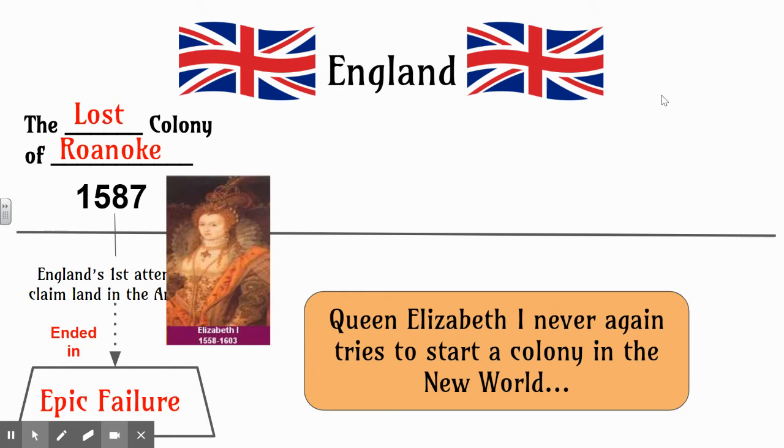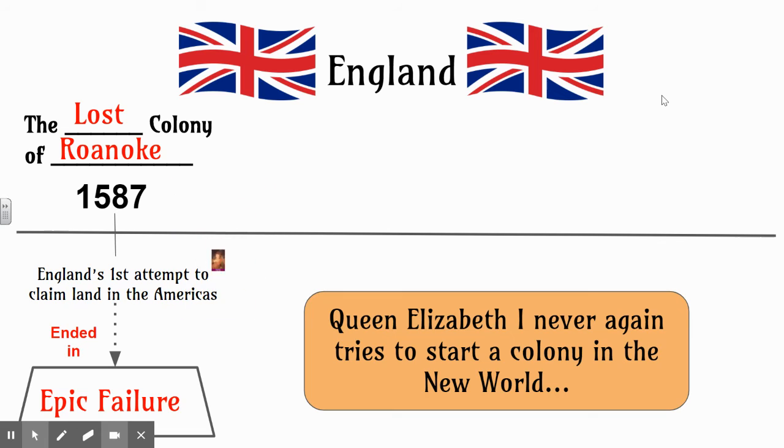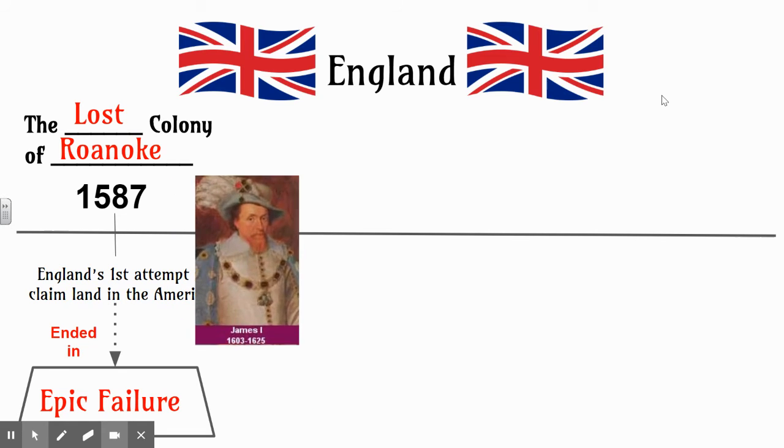Now, the ruler of England at the time of the Lost Colony of Roanoke was Queen Elizabeth I. And after this epic failure, she was never again willing to try to claim land in the Americas. But as you can see there, she doesn't live forever. She does die in 1603, and someone new takes over as the ruler of England. And that is going to be this guy, King James I.